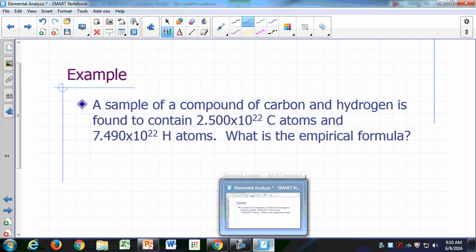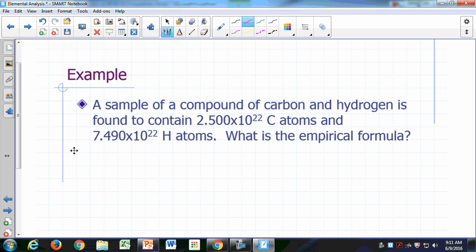Let's take a look at this example. Let's say you have a sample of a compound that contains carbon and hydrogen, and you did an elemental analysis and found that the sample contains 2.5 times 10 to the 22nd carbon atoms and 7.49 times 10 to the 22nd hydrogen atoms. What's the empirical formula? If you want to determine the empirical formula, all you have to do is determine the count-to-count ratio, and then reduce that ratio into the smallest possible whole number ratio.